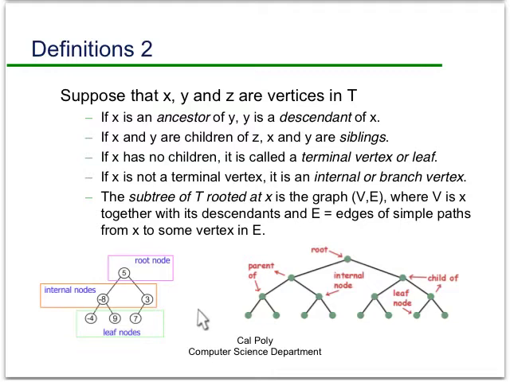So this picture over on the side is pretty good in terms of illustrating the major components of a tree. You've got the root node, then you have internal nodes, and then you have leaf nodes. Sometimes the root node is considered an internal node, but not in this picture.